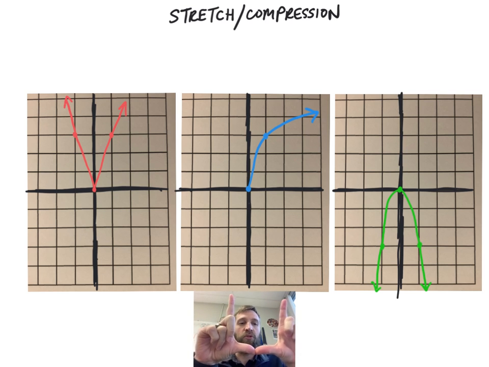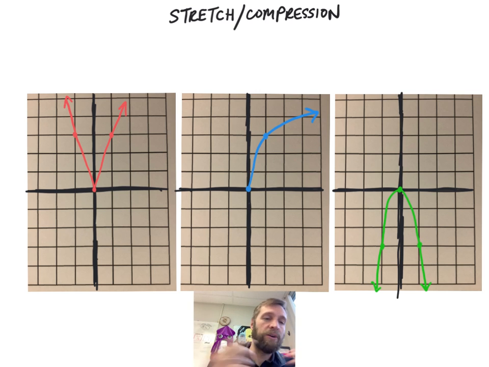We know that our x squared quadratic parabola is that U shape, but does it stretch steeper? Does it compress down and get pressed down wider? And we're going to do that with all of our graphs. And how do we turn that into an equation? So we're going to roll right into it with that red graph over there.